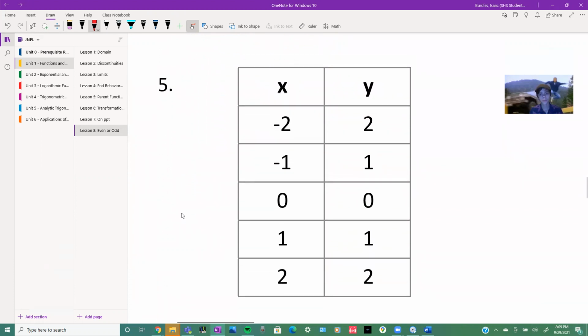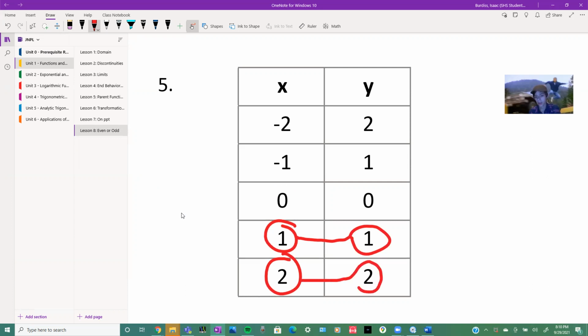All right, now we're going to look at the tables. So number 5, we can't do the thing anymore because there's not an equation. We look at all of the positive x values and we look at their y values. Well, really 0 is not positive, so I'll just undo that. Our y value is 1 for x 1 and it's 2 for x 2. So they're the same for the x and y. But what about when you make the 1 negative? You still get a positive 1. And when you have negative 2, you still get a positive 2.